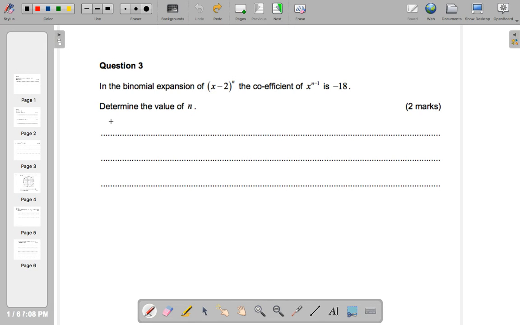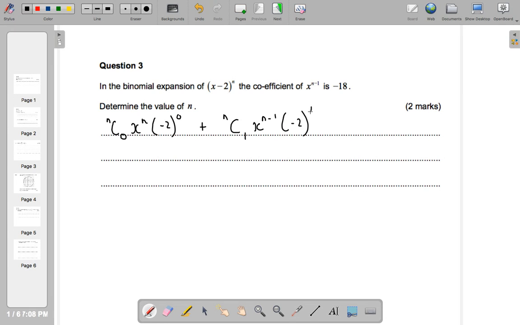So if we apply the formula, we start off with nC0 x to the n and then -2 to the 0. That would be the first term. The next term, if we apply the theorem, is nC1 x to the n minus 1, -2 to the power of 1.